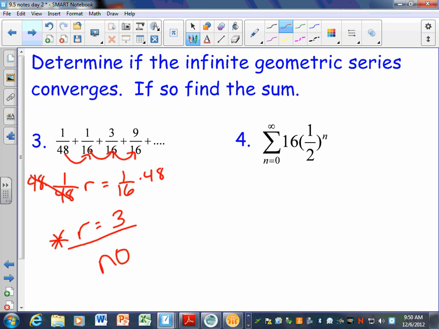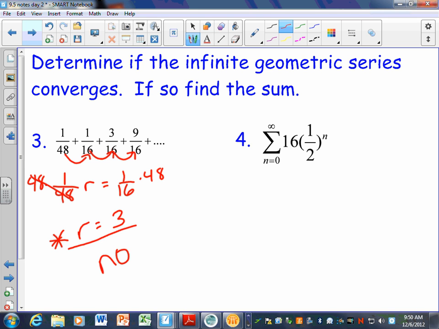This one they give to you in summation notation. They say the sum from 0 to infinity of 16 times 1/2 to the n power. One thing to notice on this one before we just jump into the problem is most of the time what we've done, the bottom number started with 1, and I think someone asked yesterday, is it always going to start at 1? And I said usually, but it doesn't have to. Sometimes it starts at 0, but you would still do this the same way.